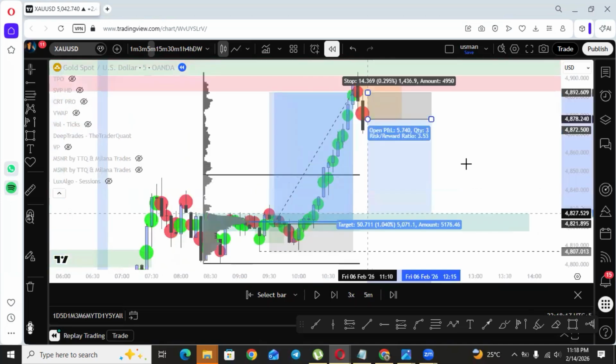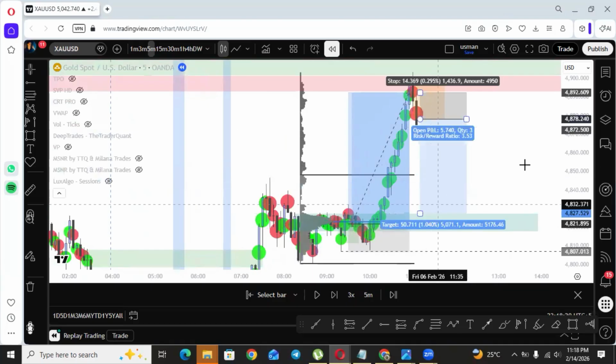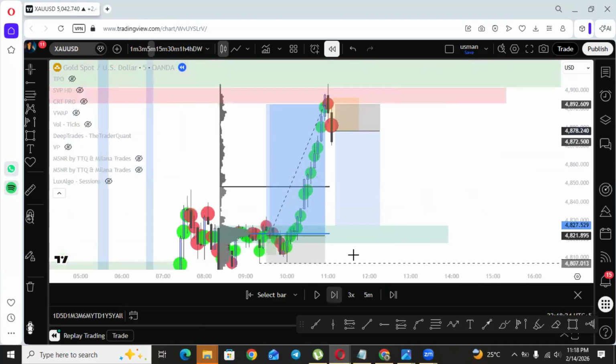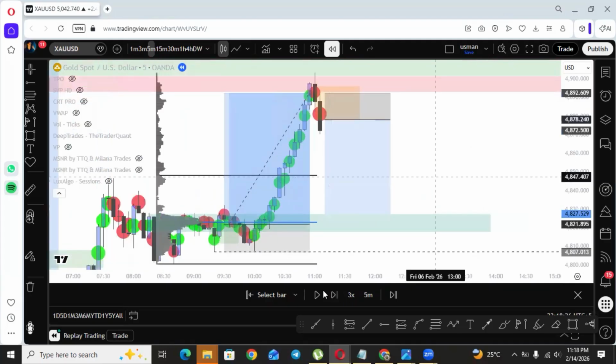I will take a buy entry. I will hold this entry until this area. I will take my buy entry if I get any confirmation from the tool. So let's play it.